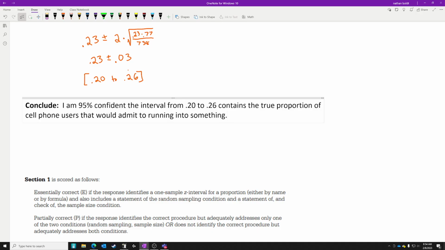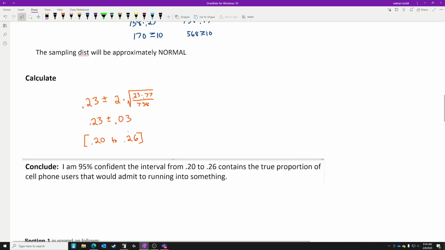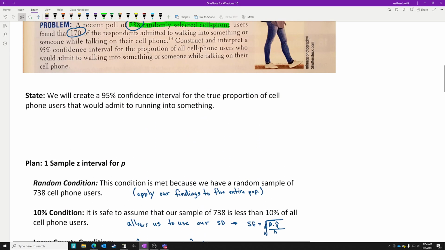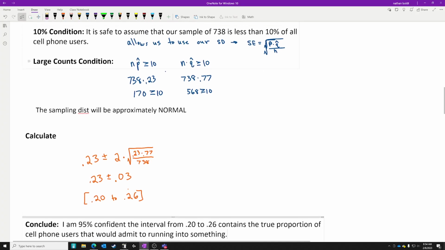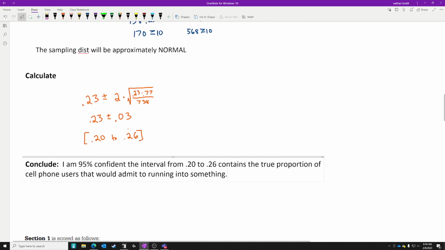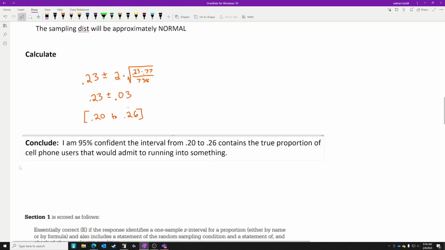Whew. All right, there are the 4 parts. All right, again, we state what we're going to do. We plan and prove that we can actually do this math with those 3 conditions. We do our calculation, and then we write our conclusion. Those are the 4 steps to doing a confidence interval.